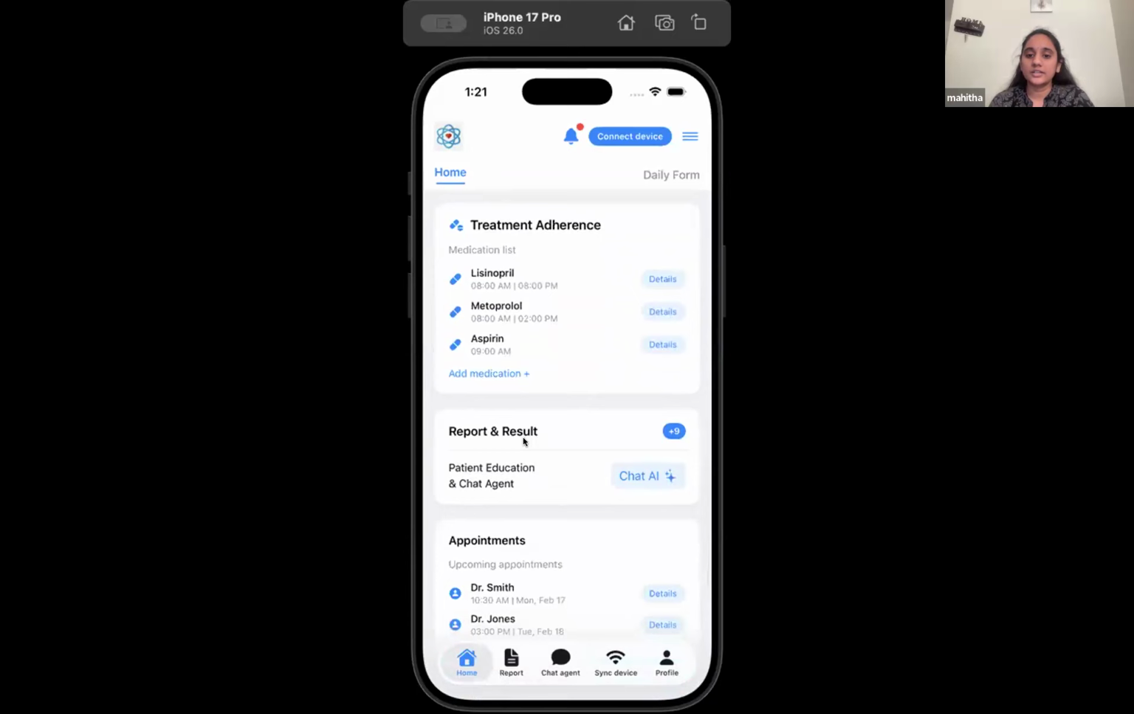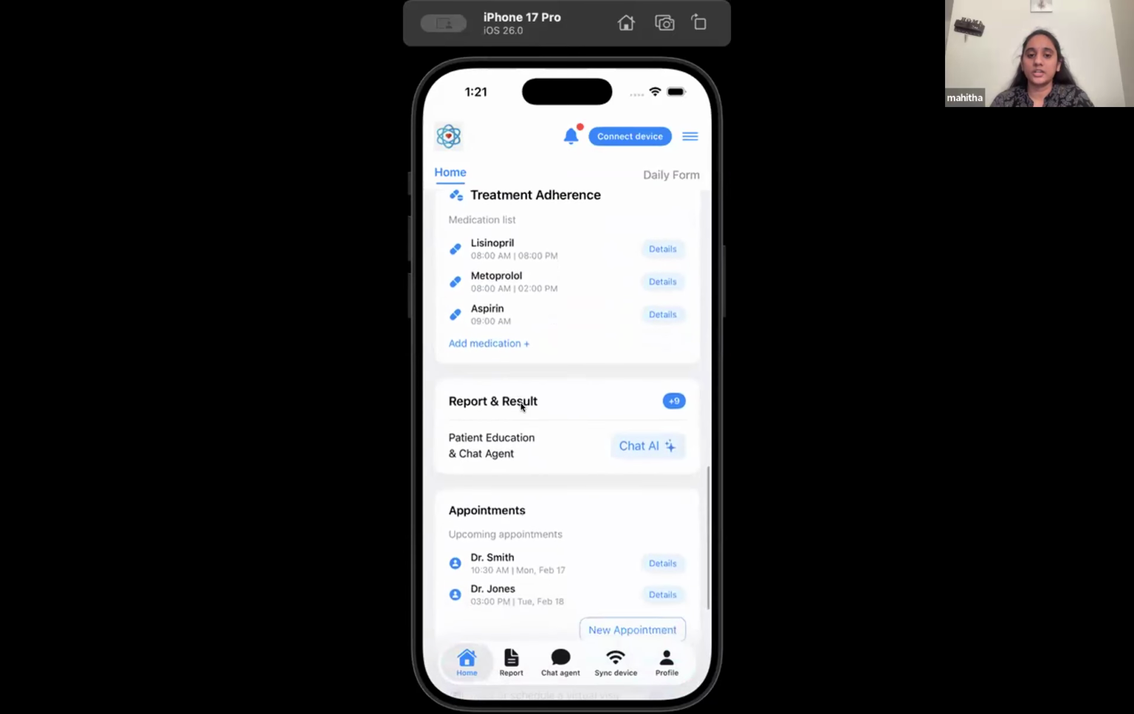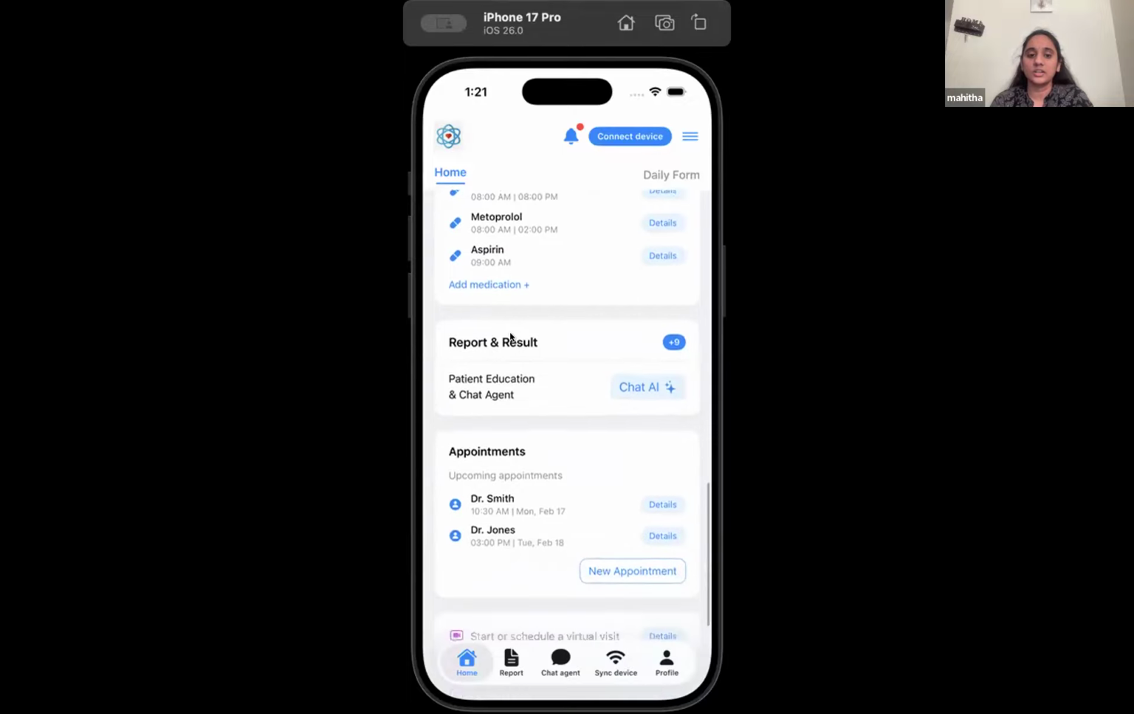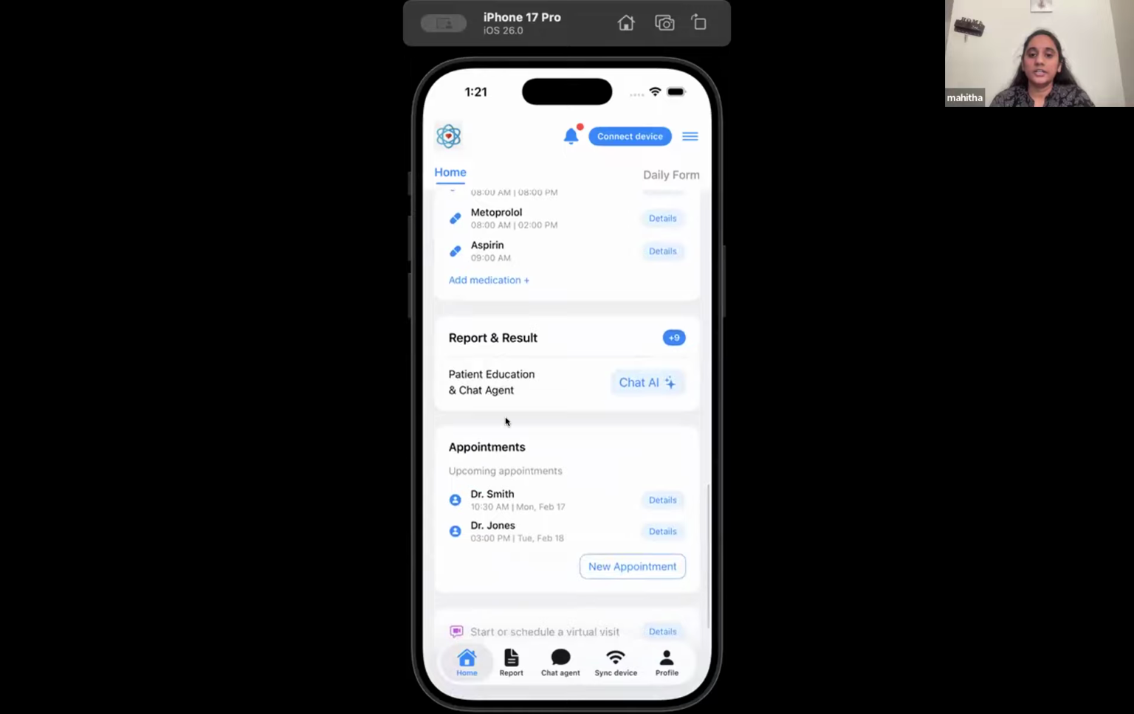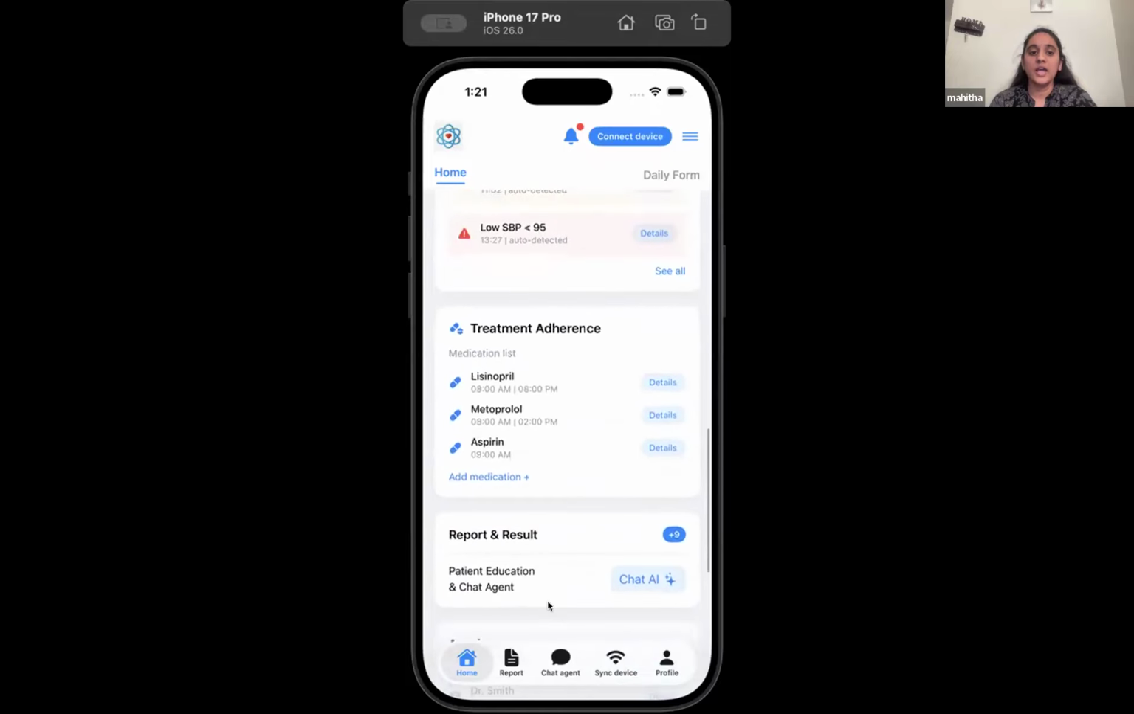And finally, we have the reports and education section, which provides access to lab reports, ECGs, and an AI-powered assistant that also offers personalized health education. And here we also have the teleconsultation options, and this design follows a card-based layout.